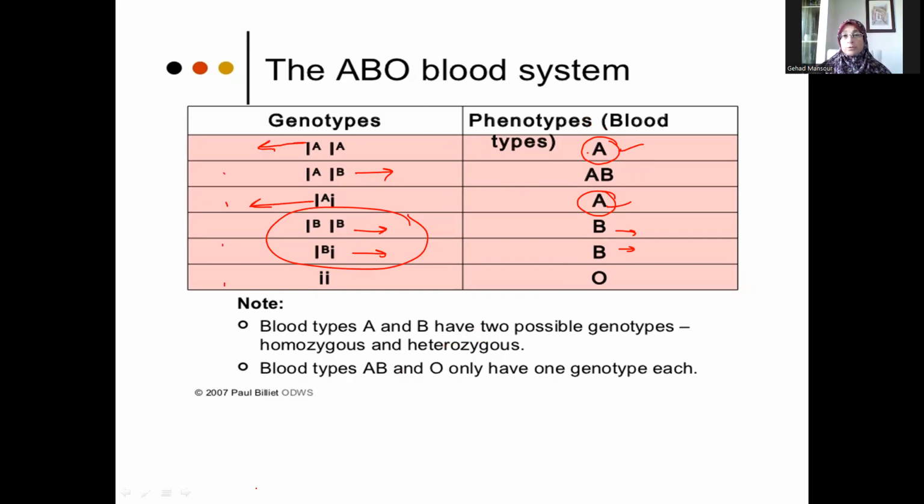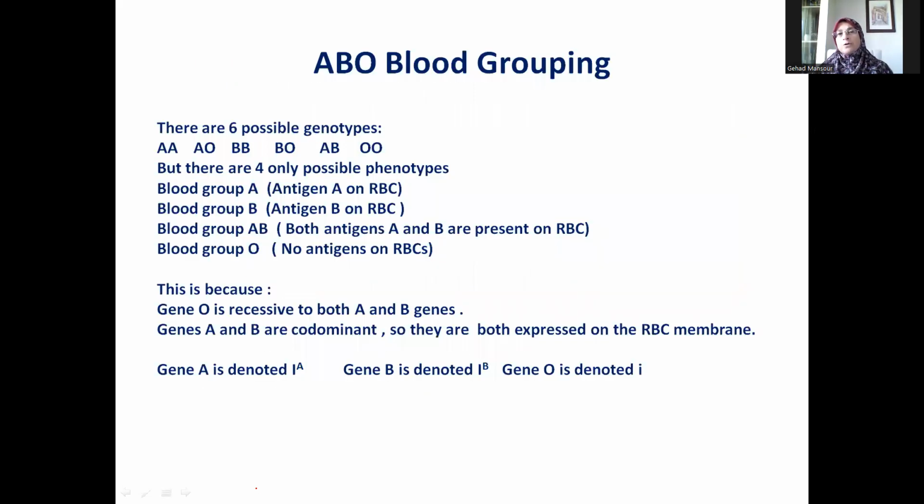Although we have 6 genotypes, where does this come from? This comes from the fact that A is completely dominant over O, and B is completely dominant over O.